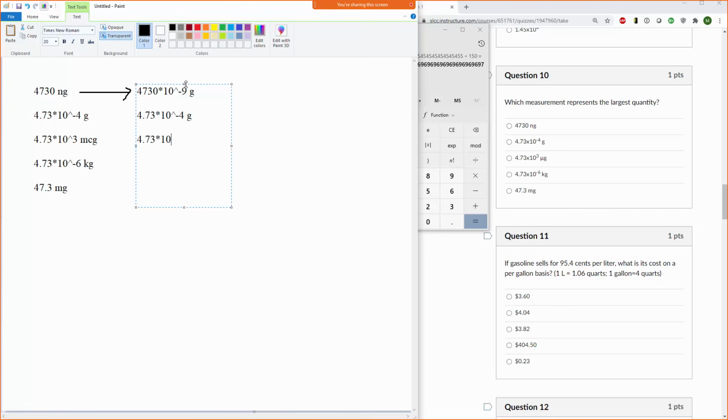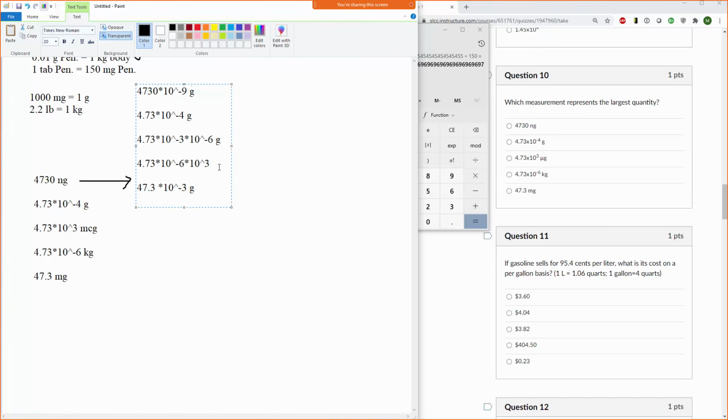4.73 times 10 raised to the negative 3rd. And then micro means times 10 to the negative 6th grams. That's basically what that's saying. And then for the kilograms, it's 4.73 times 10 raised to the negative 6th, and then kilo means times 10 raised to the 3rd. And then 47.3, milli means times 10 raised to the negative 3rd grams.